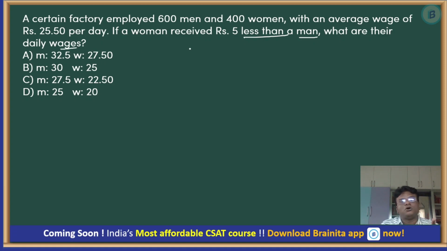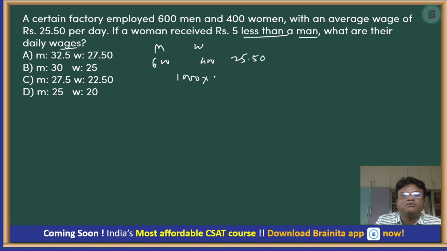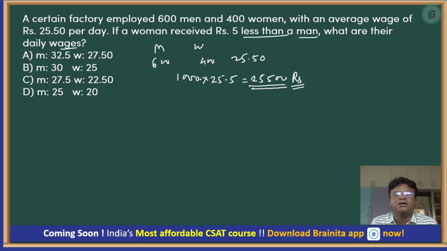Okay, so I will solve this again by a couple of methods. One is our straightforward algebra method. So let us say men and women. This is 600, this is 400, and their overall average is 25.5. So how many total workers? Total workers are 600 plus 400, 1000 workers. What is the average of all these workers? 25.5. What is the daily expense of the factory towards wages? 25,500. So the factory is spending this much amount every day on these workers.